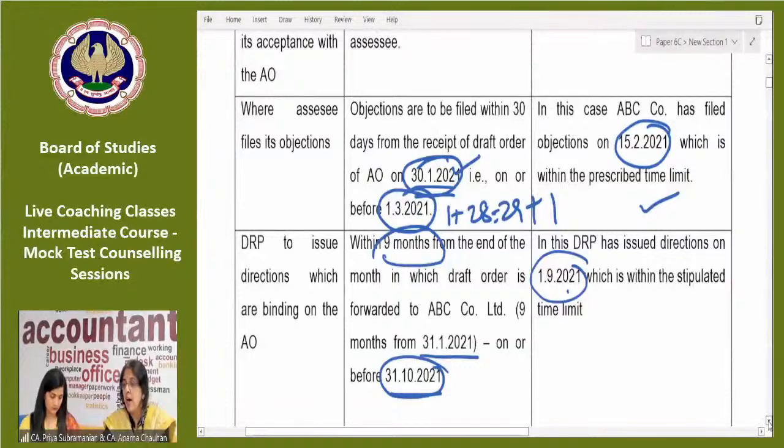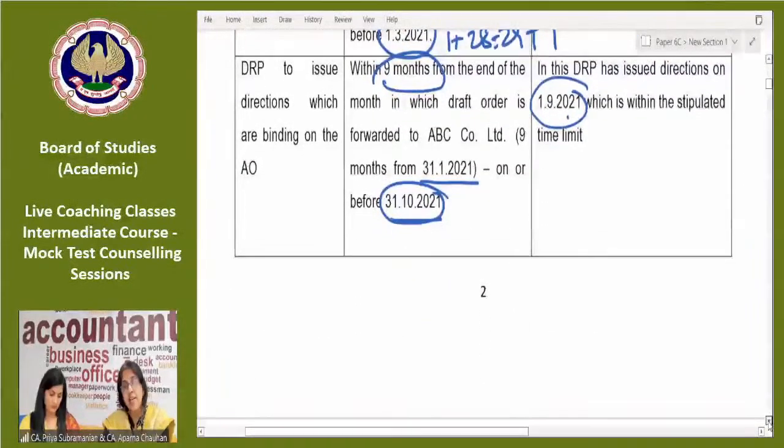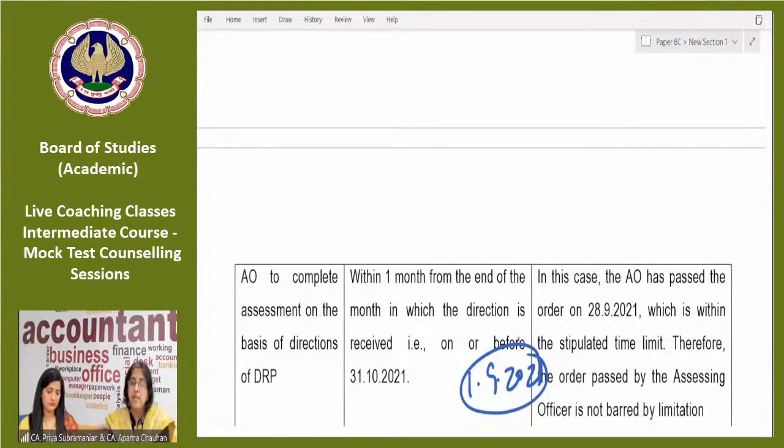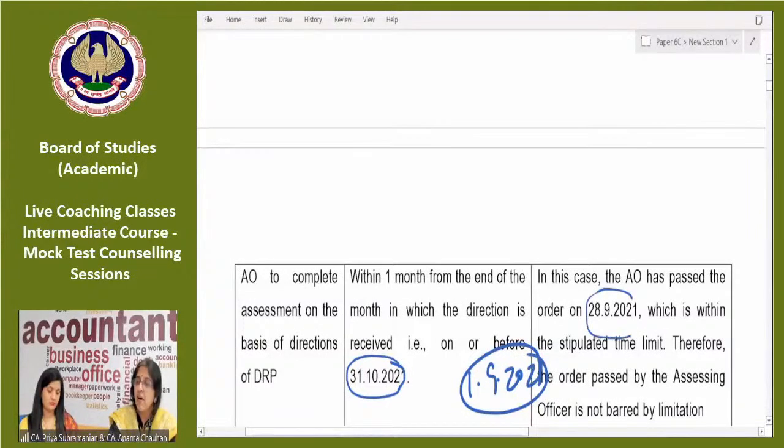Now, what will the AO do? How much time does the AO have? DRP has issued directions to the AO. The AO has to complete the assessment based on the directions of the DRP within 1 month from the end of the month in which the direction is received. In this case, the direction was received on 1/9/2021. So it's not 1 month from 1/9/2021, but from the end of the month, 30/9/2021, 1 month, which is on or before 31/10/2021. By this time, the AO has to complete the assessment. Now, in this case, the AO has passed it on 28/9/2021. So it's before 31/10/2021. So it is within the stipulated time limit.